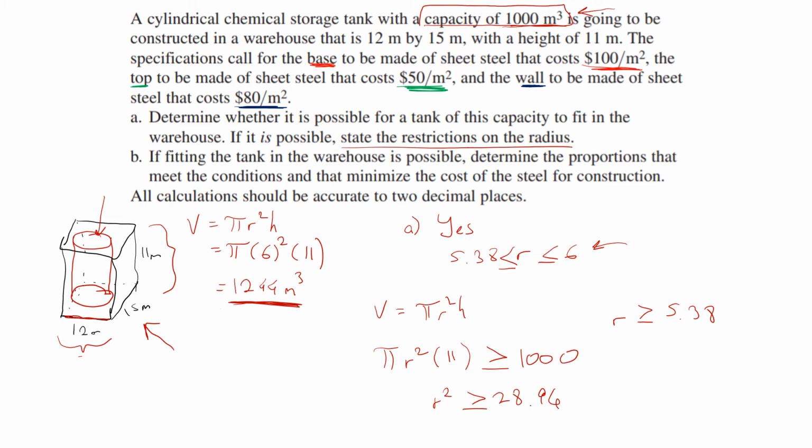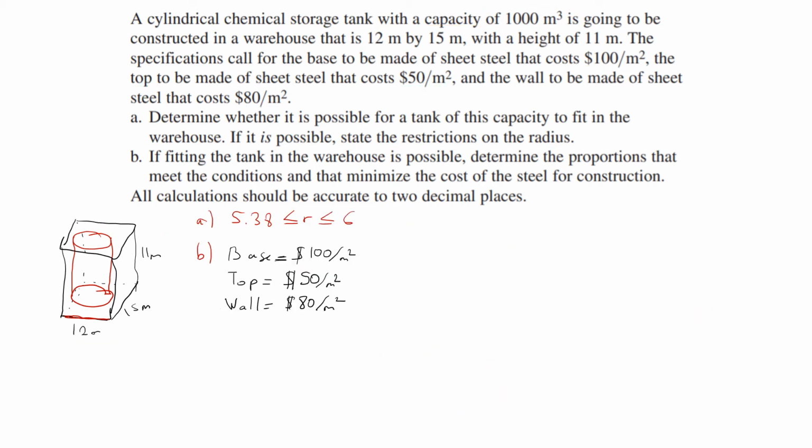So now that I have my capacity and everything, the second section is saying if fitting the tank in the warehouse is possible, which it is, determine the proportions that meet the conditions and that minimize the cost of the steel for construction. And all calculations should be accurate to 2 decimal places. So from the question, the first thing I need to come up with a function, right?